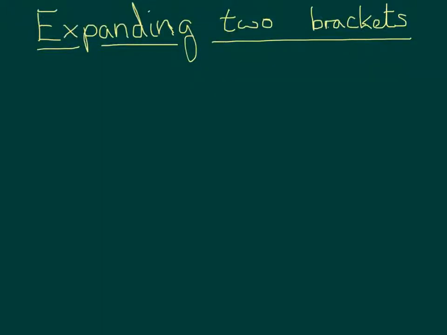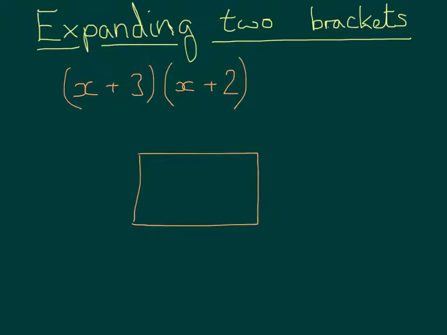We're going to have a look at expanding two brackets, which is a C grade GCSE question. If we look, we've got x plus 3, and we're going to multiply that by x plus 2. Now we can do this a number of ways, but we're going to use the box method. If I look at the first bracket, there's two terms, so I'm going to want 2 rows. This is going to be for my x, and this is for my plus 3.